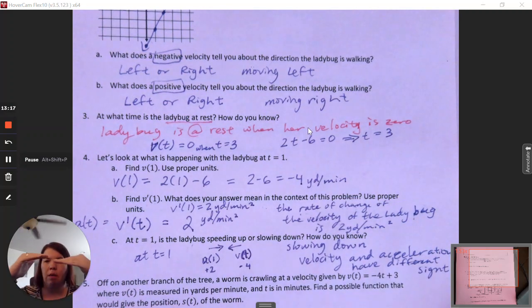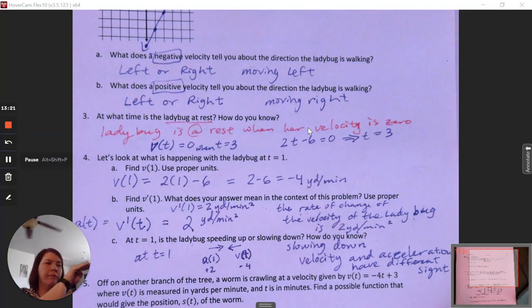So think about that. They're pushing against each other, which is why it's slowing down. If they were the same, they're speeding up because they're pushing in the same direction. Okay.